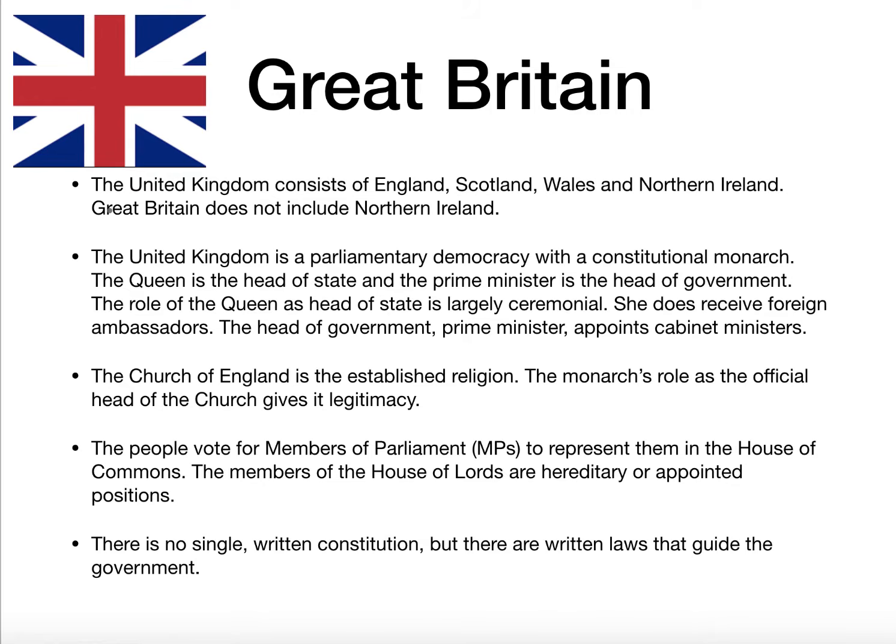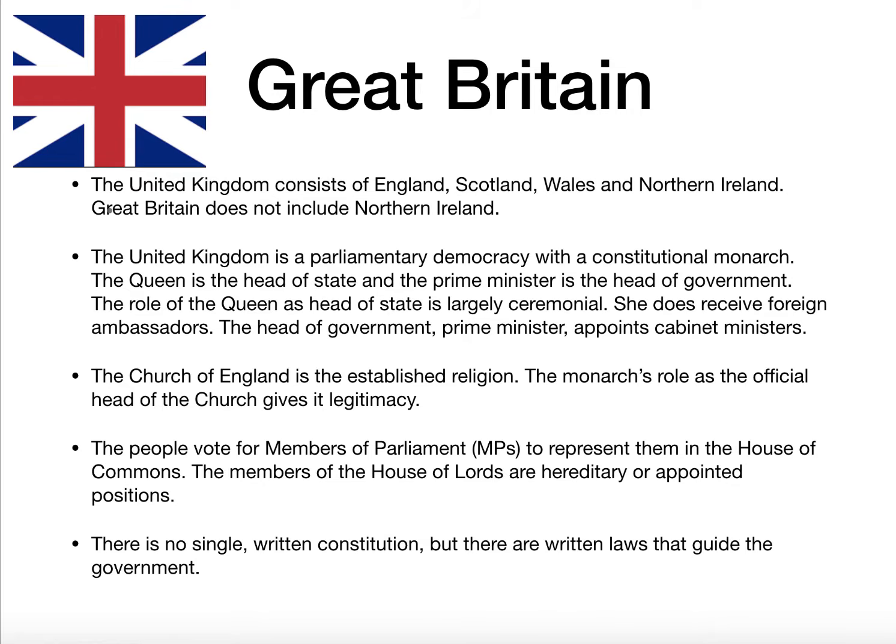All right, the United Kingdom is a parliamentary democracy and there is a monarch. The Queen is considered the head of state, and the Prime Minister is considered the head of government. So, what is the difference? The Queen is really ceremonial, it's more of a figurehead.